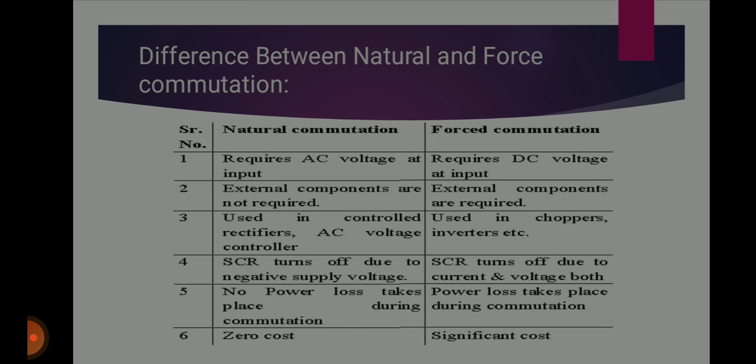Then in natural commutation the SCR turns off due to negative supply voltage, and in forced commutation the SCR turns off due to current and voltage both. No power loss takes place during commutation in natural commutation, and power losses take place during commutation in forced commutation. Natural commutation is also zero cost, and forced commutation has significant cost. Thank you.